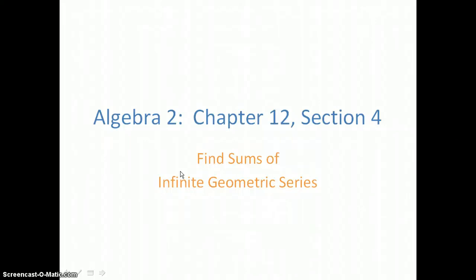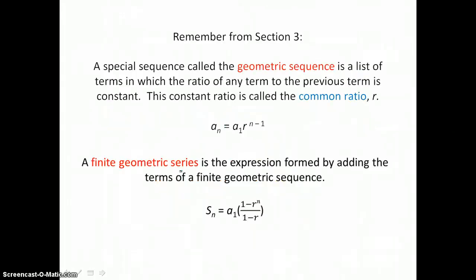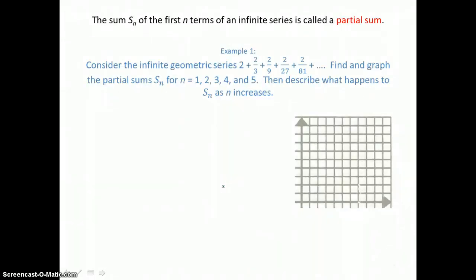In lesson 12.4, you will find sums of infinite geometric series. Remember from section 3, a special sequence was called a geometric sequence, and it had a geometric series or sum. A finite geometric series can be found using this formula. The sum S sub n of the first n terms of an infinite series is called a partial sum.